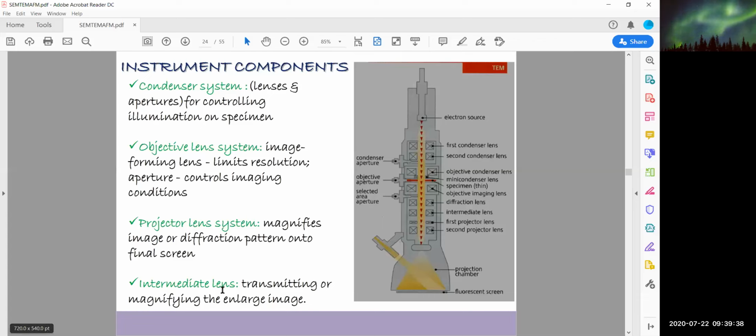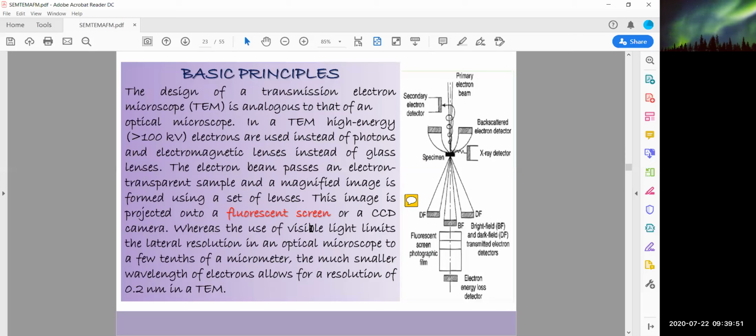Okay, and then there are intermediate lenses as well. And the intermediate lenses' function is to transmit or magnify the enlarged image. So these are the important parts of the TEM, transmission electron microscope. And you guys can see here the different parts and how the electron beam is first converged and then directed onto the specimen, and it transmits through the specimen and forms a final image. So the design of the transmission electron microscope is analogous to that of an optical microscope.